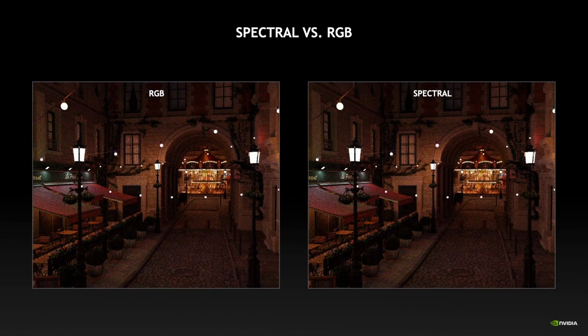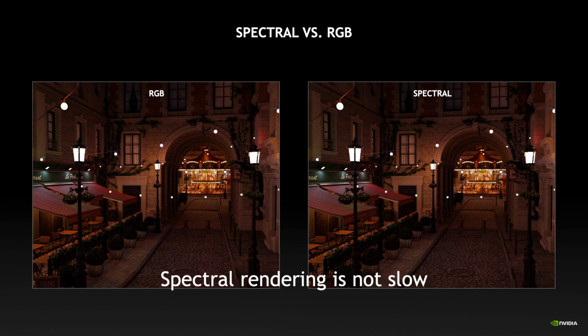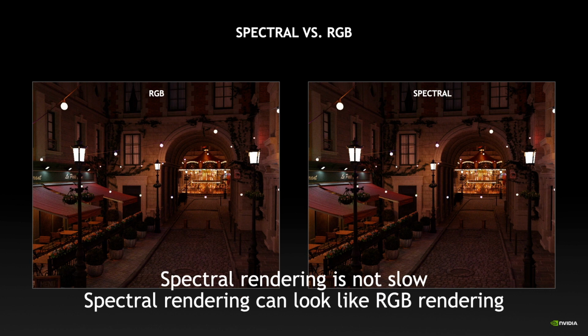We have two renderings here. Typical scene, path traced, many lights, so it's not entirely the easiest things. One is RGB, one is spectral. If I wouldn't tell you that one of them is spectral, you most likely wouldn't know. So there are two things we can learn from this. One, spectral rendering is not slow. People often think it is, but I think I can prove it with this video that it is not. It has exactly the same performance as RGB rendering. And the other thing is that spectral rendering can look exactly like RGB rendering.